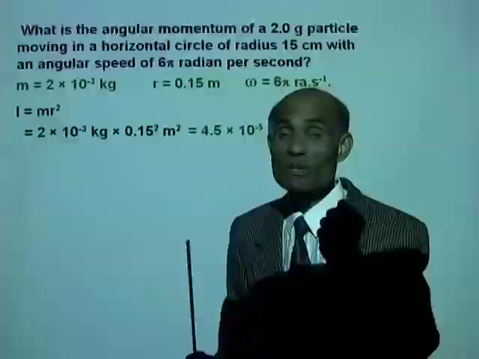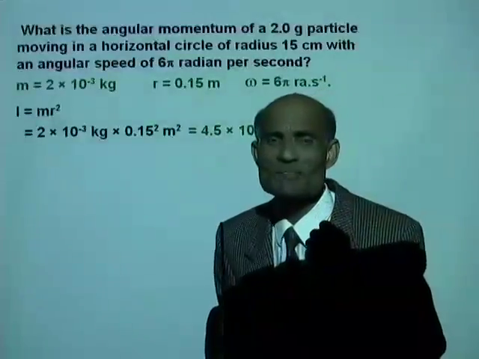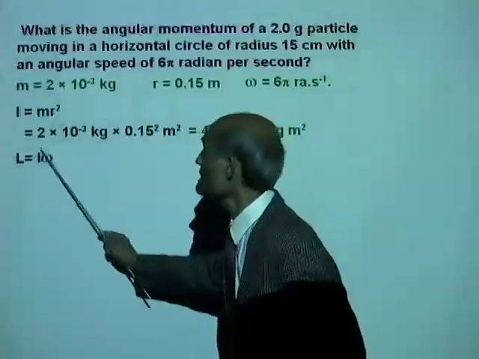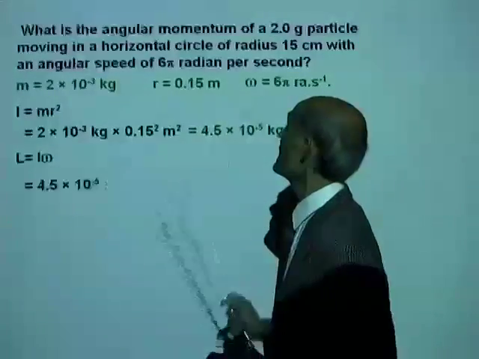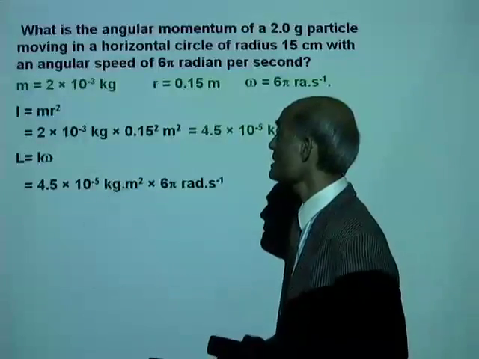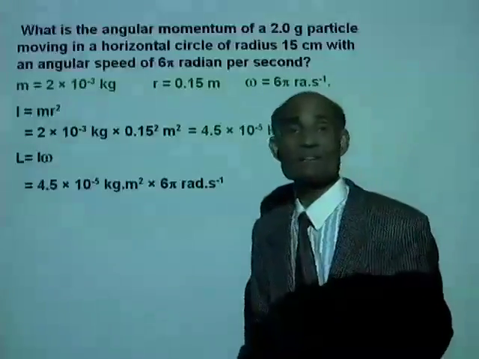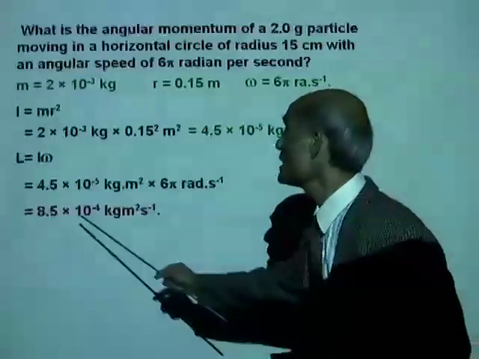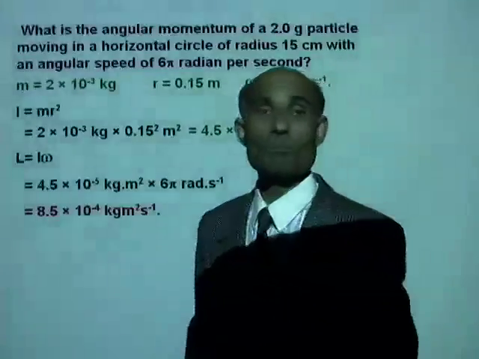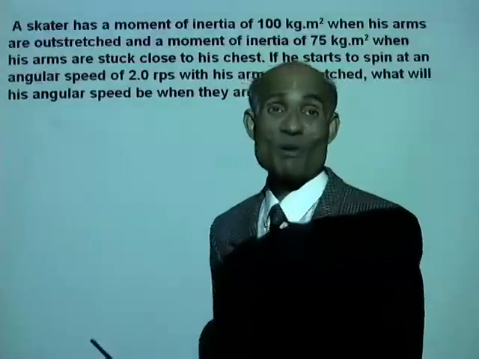Well, if you know the moment of inertia and the angular velocity, can you calculate the angular momentum? L equal to I omega. And we just calculated I, we know omega, therefore angular momentum is 4.5 times 10 to the negative 5 kilogram meter squared times 6 pi radians per second, and that is 8.5 times 10 to the negative 4 kilogram meter squared per second. Let's do one more problem.